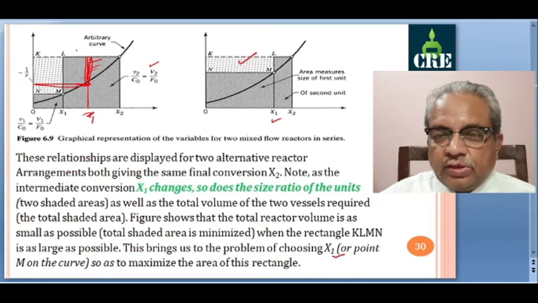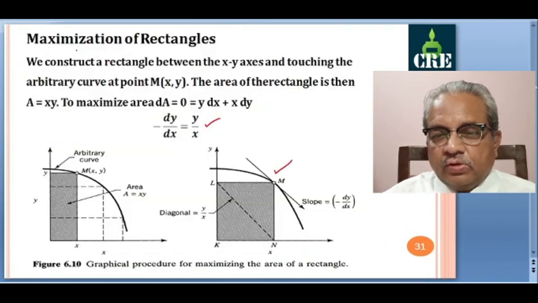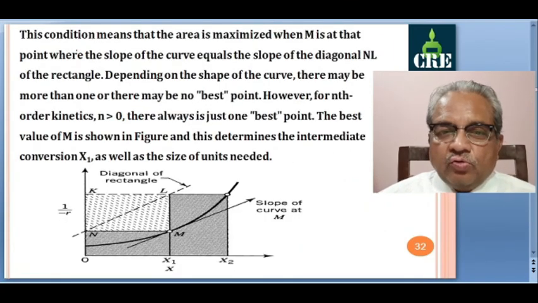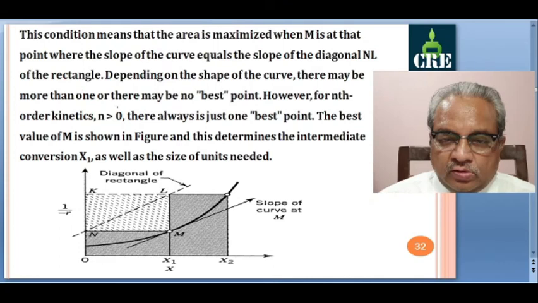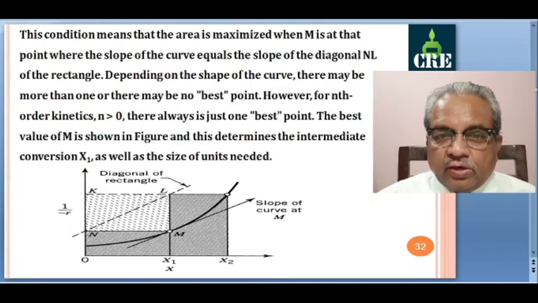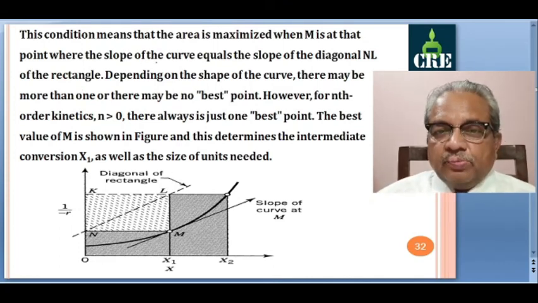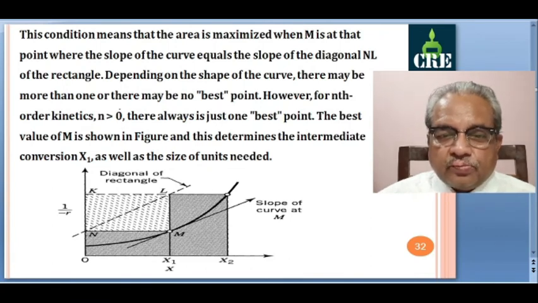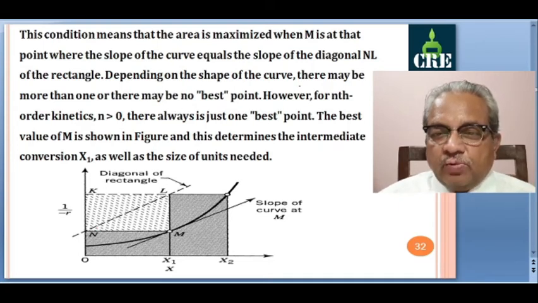That is your best point. This we will see in problem solving. So you have to consider this. Now here the condition, what does it mean? The area is maximized when M is at that point where the slope of the curve equals the slope of the diagonal of this rectangle. KLNM, diagonal is NL. Depending on the shape of the curve, there may be more than one or there may be no best point.